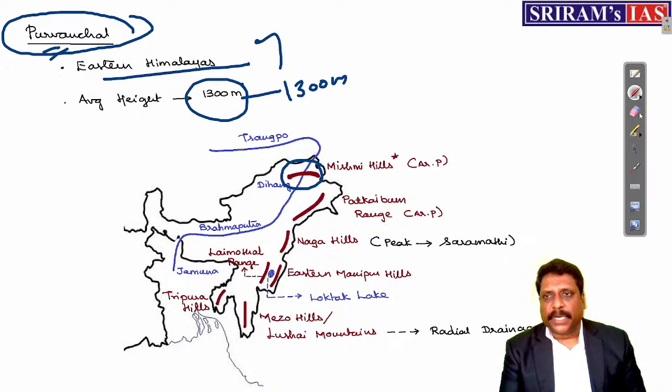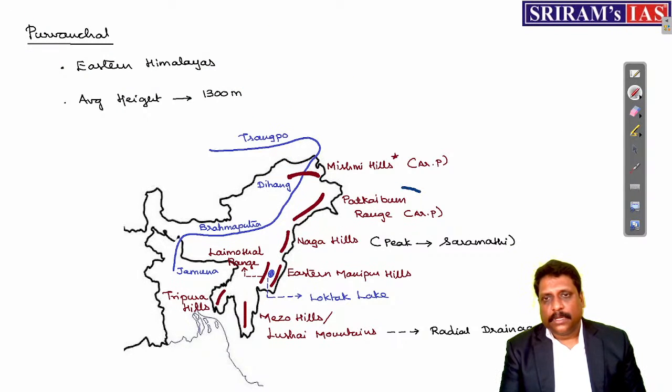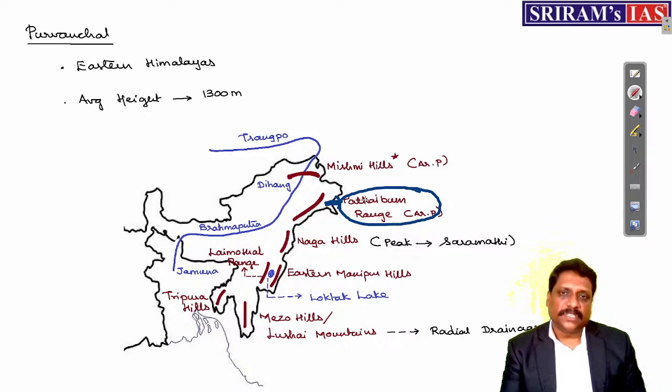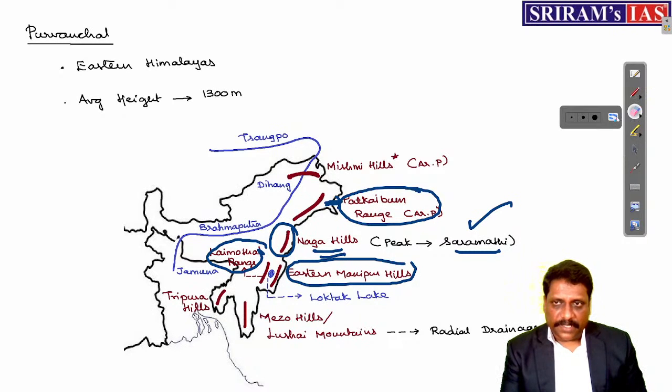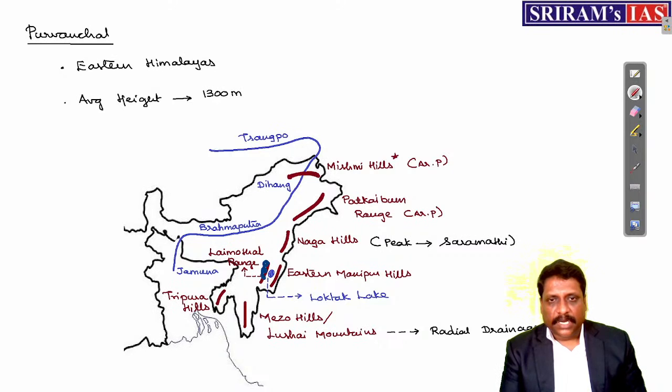Then when I talk about Patkai Bum ranges, Patkai Bum range of Arunachal Pradesh, this Patkai Bum range in Arunachal Pradesh is regarded as the easternmost hill range of what? Himalayas in India. Then you have Naga Hills, Nagaland, where you also find the very important peak here called as what? Saramati. Then you do have this Laimatol range and eastern Manipur hills of Manipur. And very interestingly, my dear friends, exactly between these two ranges, Laimatol range and eastern Manipur hills, you find one very important lake, unique lake, Loktak Lake.